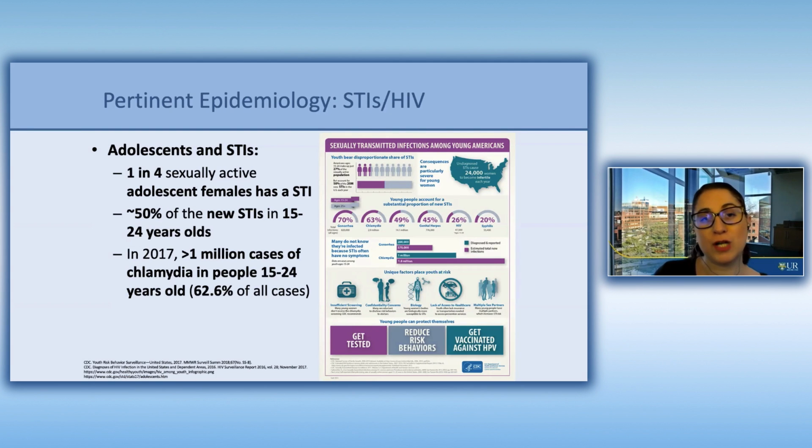Adolescents make up a huge chunk of this population. One in four sexually active adolescent females has an STI. About 50% of all new STIs reported are in the adolescent and young adult age group. And in 2017, over 1 million cases of chlamydia were in the 15 to 24 age bracket. And that's over 62% of all cases.